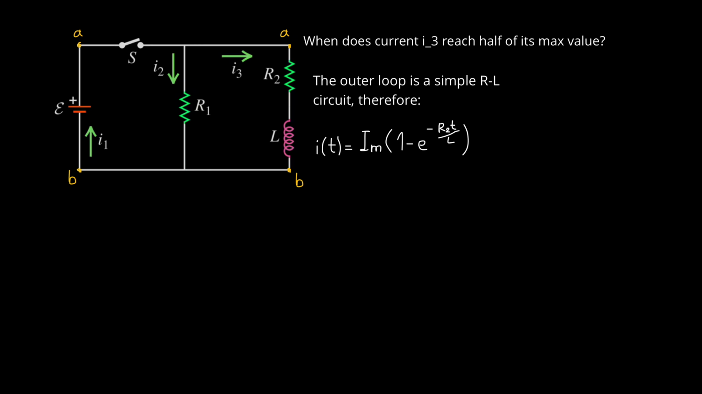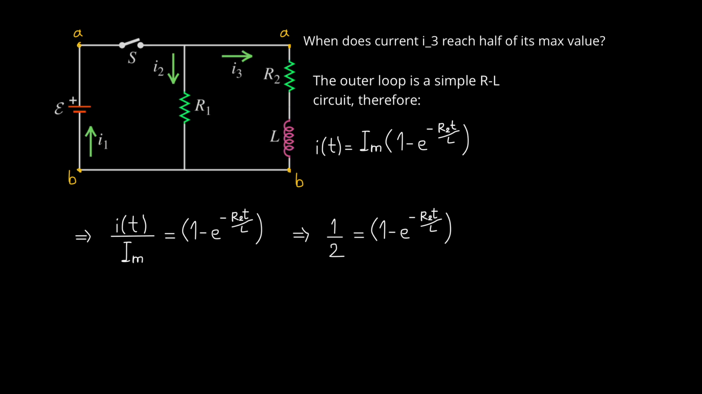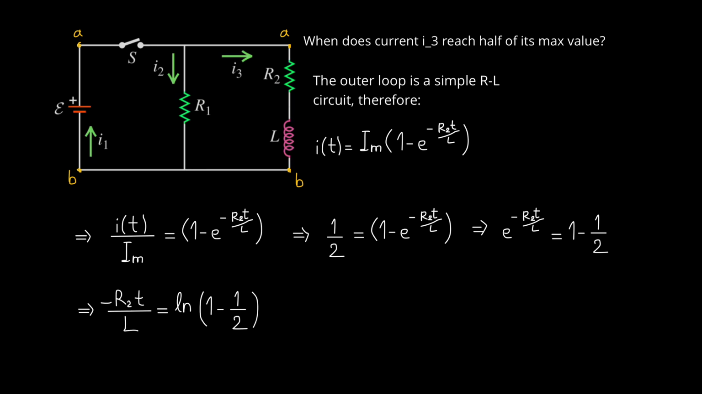Meaning I will be equal to 1/2 of its maximum value. Let's divide both sides by I sub m first. Here I have divided both sides by I sub m and then substituted 1/2 for I divided by I sub m. Now let's rearrange our equation to isolate the exponential term. Here we have the exponential term isolated. Now to get rid of the exponential, let's take the natural log of both sides of the equation. After taking the natural log of both sides, we get rid of the exponential on the left hand side.